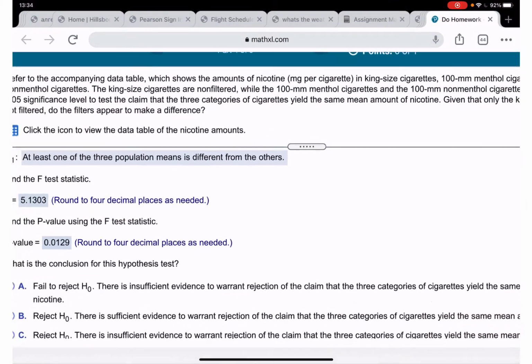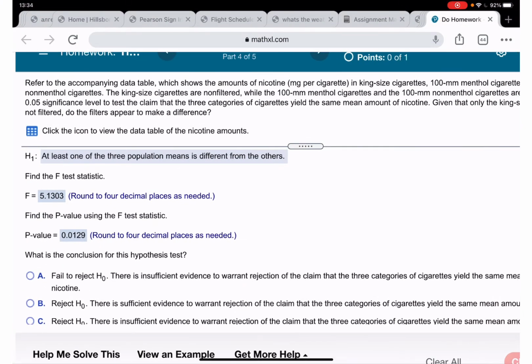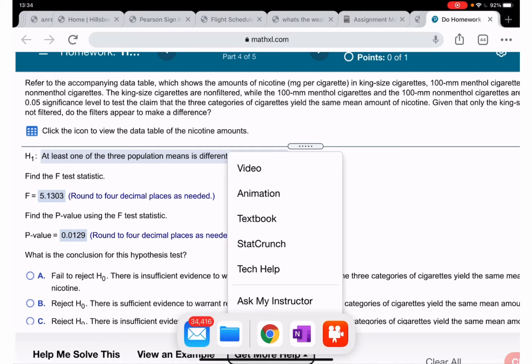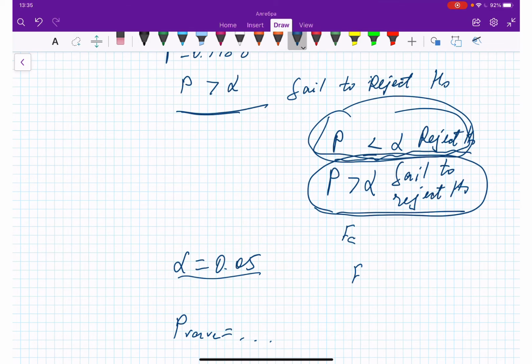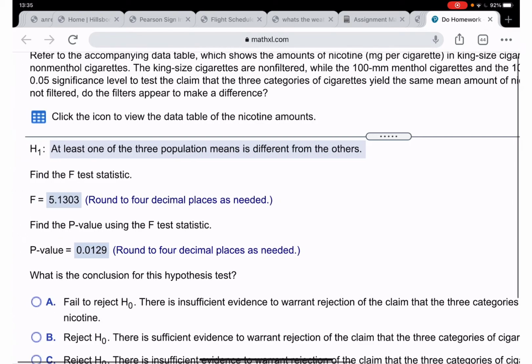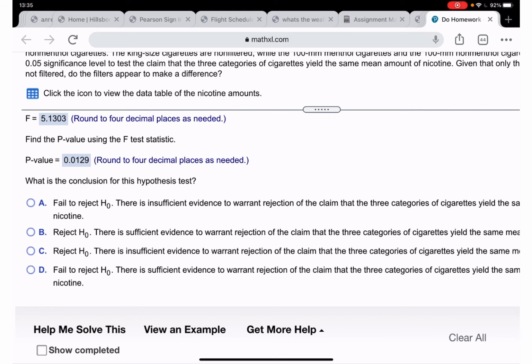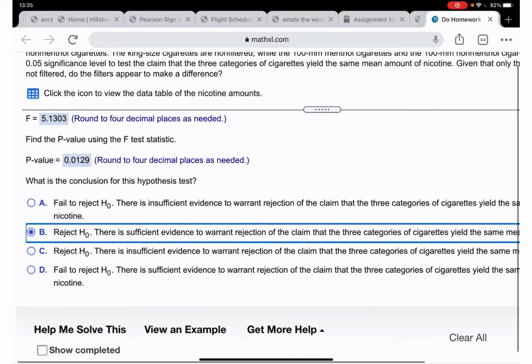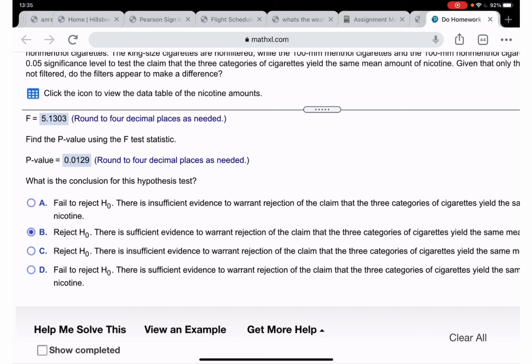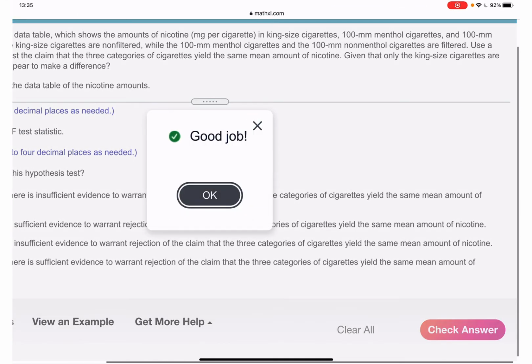So let's see what we have here. The p-value is 0.01 and our alpha is 0.05. So our p-value is less than alpha, correct? Therefore, we reject our null hypothesis. It's going to be either B or C. We choose whichever supports rejection. B supports rejection: there is sufficient evidence to warrant rejection. Okay, checking. All right, we are good.